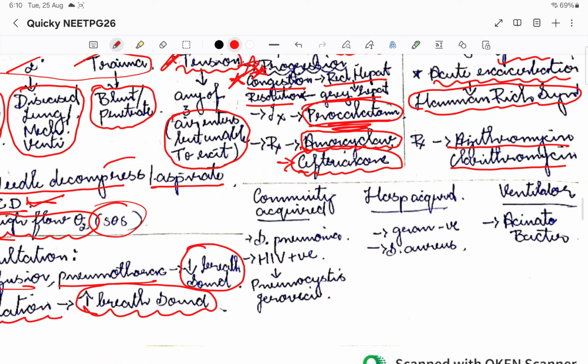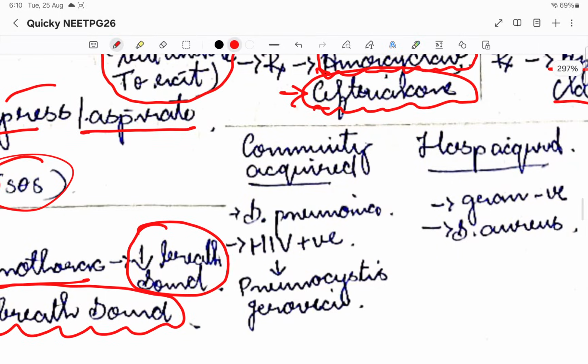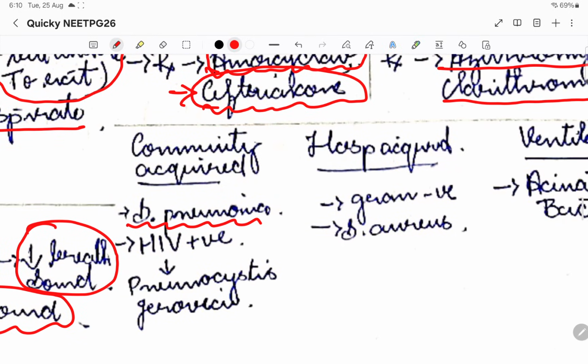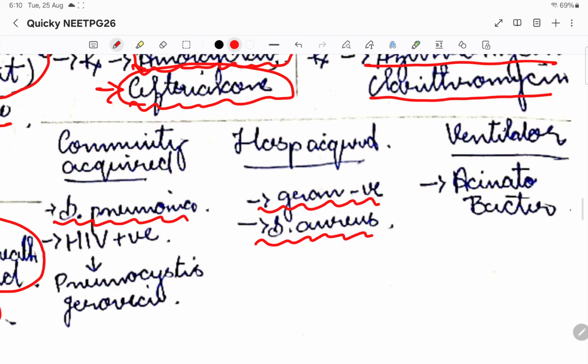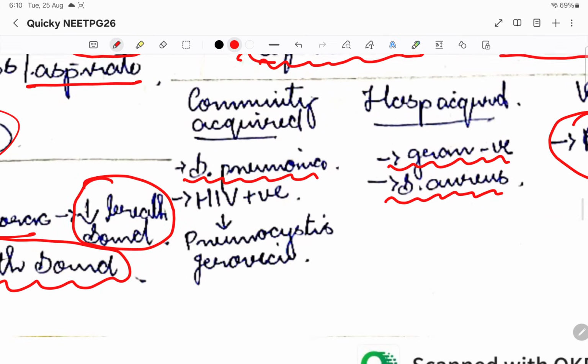Now some extra edge: community acquired, hospital acquired and ventilator associated pneumonia. Community acquired pneumonia, most common is Streptococcus pneumoniae. Hospital acquired, most commonly is gram negative and also Staph aureus, which is gram positive. Then coming to ventilator associated pneumonia, most common is Acinetobacter. Please remember this Acinetobacter thing.